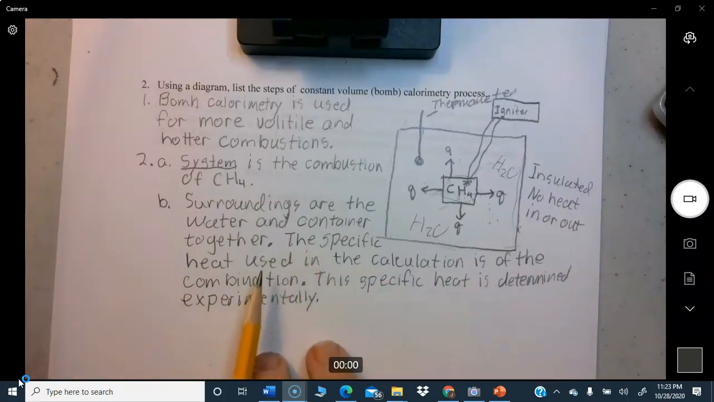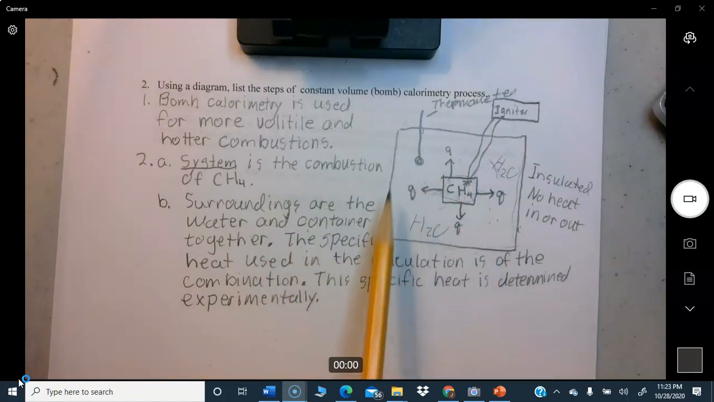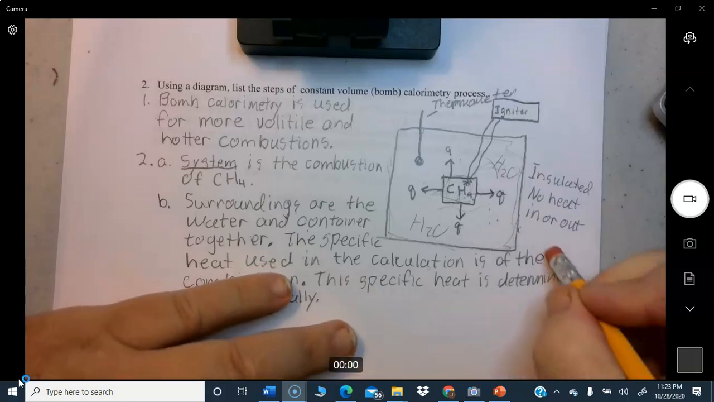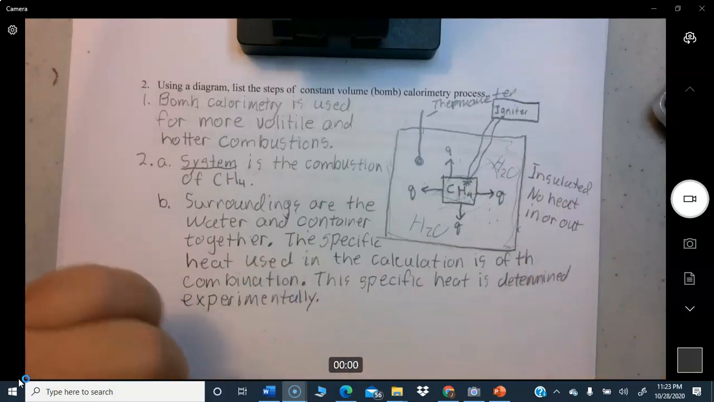Okay, so this is a long explanation. The surroundings are the water and the container, this, together. And it could be this container too. It's anything that could absorb that heat. So any object or substance that could absorb that heat. So it could be the small container, the large container, or the water inside of it. That's considered the water and the container together. The specific heat used in the calculation is of this combination. That is the water and the container.